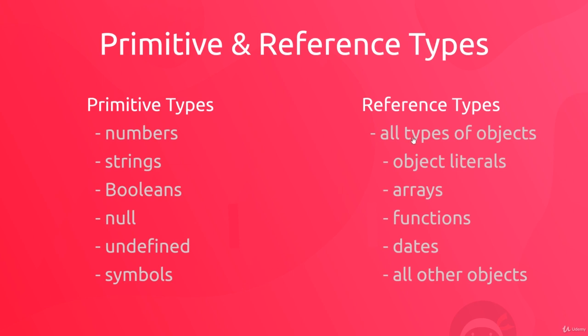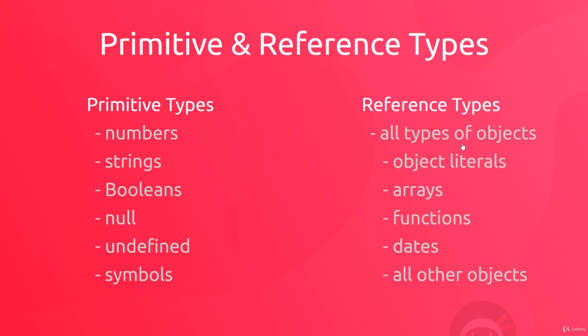Now, reference types are the object type. So any kind of object literals, arrays, functions, dates, and all other objects like the math object. These all fall under the object category, the object type, and they are all reference types. So we have primitive types and reference types. But what does this mean exactly? What is the difference between primitive types and reference types?